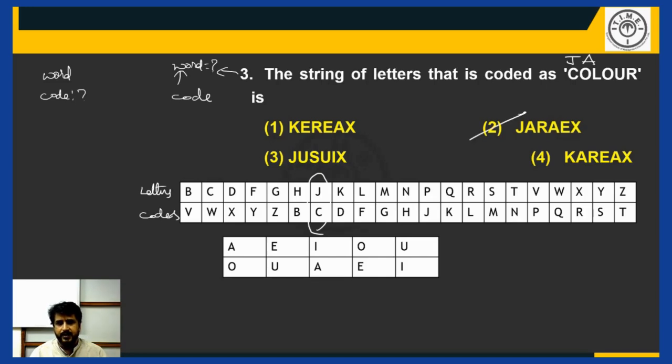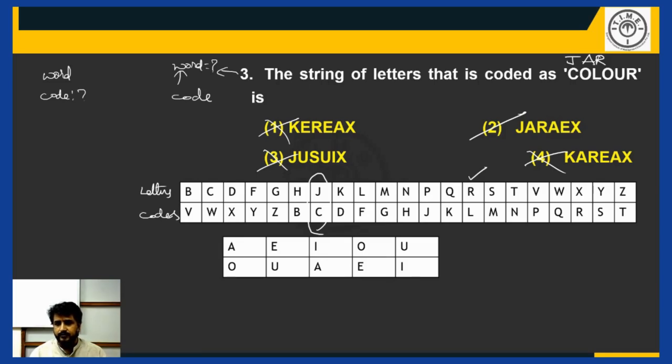There is only one option, second option. So first, third and fourth are ruled out. Only one option is available. Your answer is second option. If you want to check the remaining letters, L. L ki code enti? R. L is coded as R.